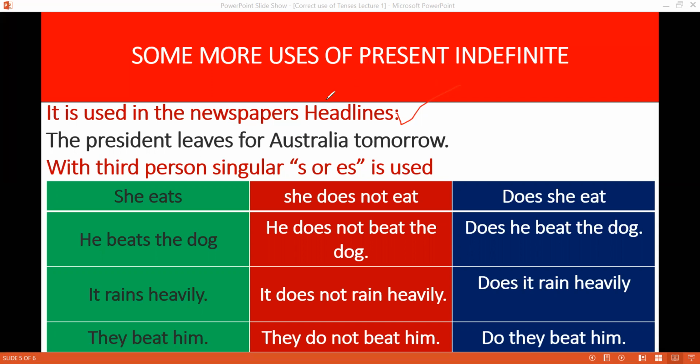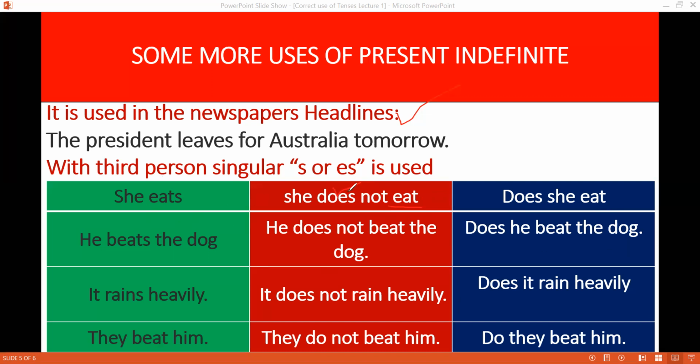We use S or ES with third person like she, he, and it. These are third person singular. With third person singular, we use S and ES with the first form of the verb. She eats, she does not eat. The S of the eat, we use it with do and make it does. Does she eat? She beats the dog. He does not beat the dog. Does he beat the dog?